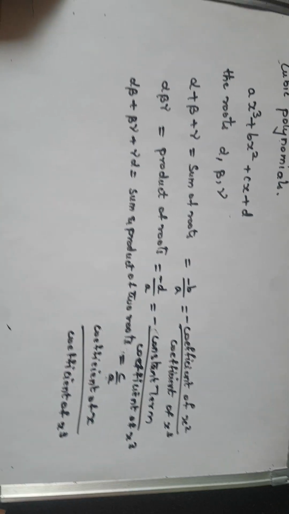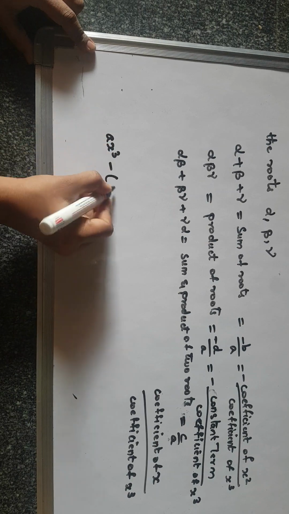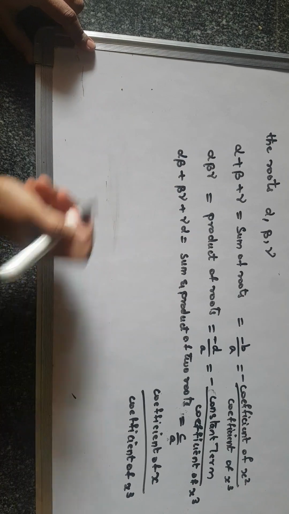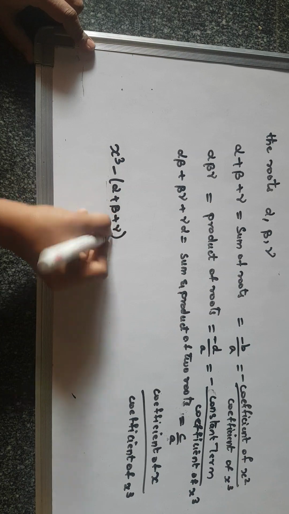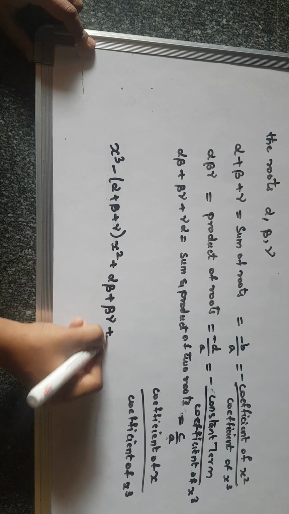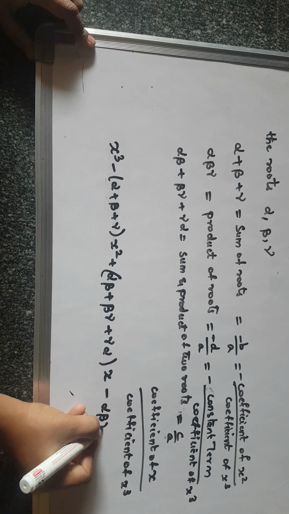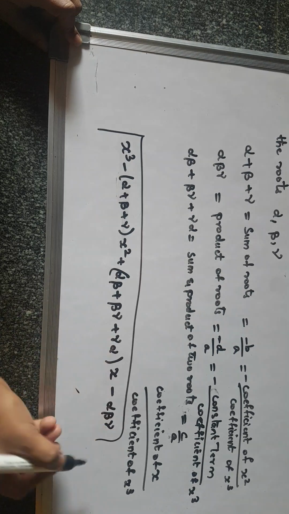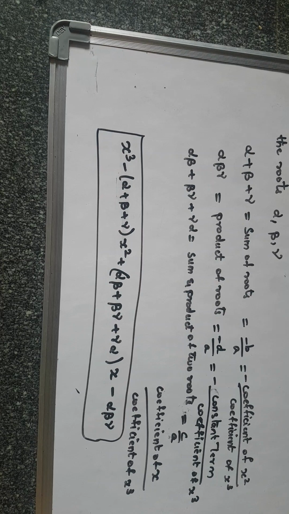Okay, and how can the polynomial be formed? Don't write a x cube. The polynomial formed with the roots is x cube minus (alpha plus beta plus gamma) x square plus (alpha beta plus beta gamma plus gamma alpha) x minus alpha beta gamma. Okay, this is the polynomial which has been formed when only the roots have been given. Okay, let us continue.